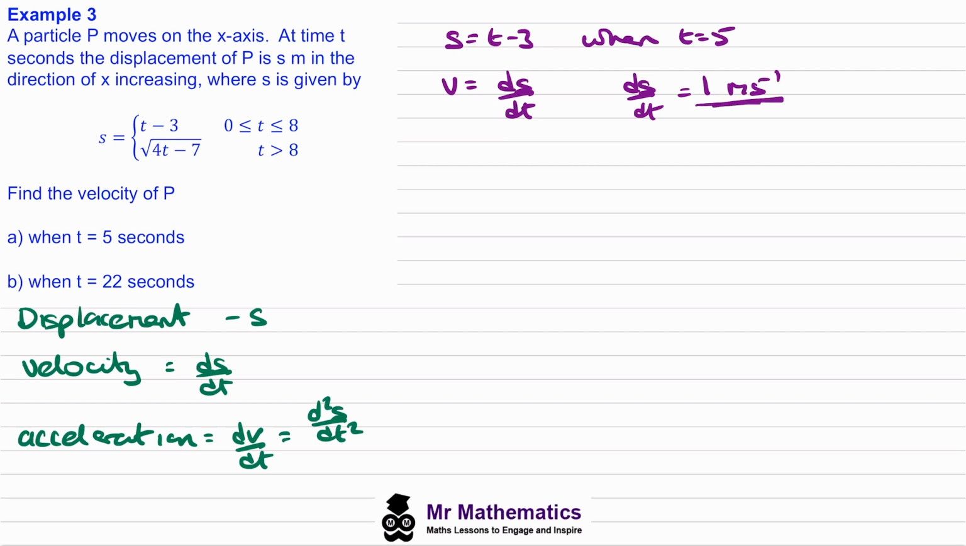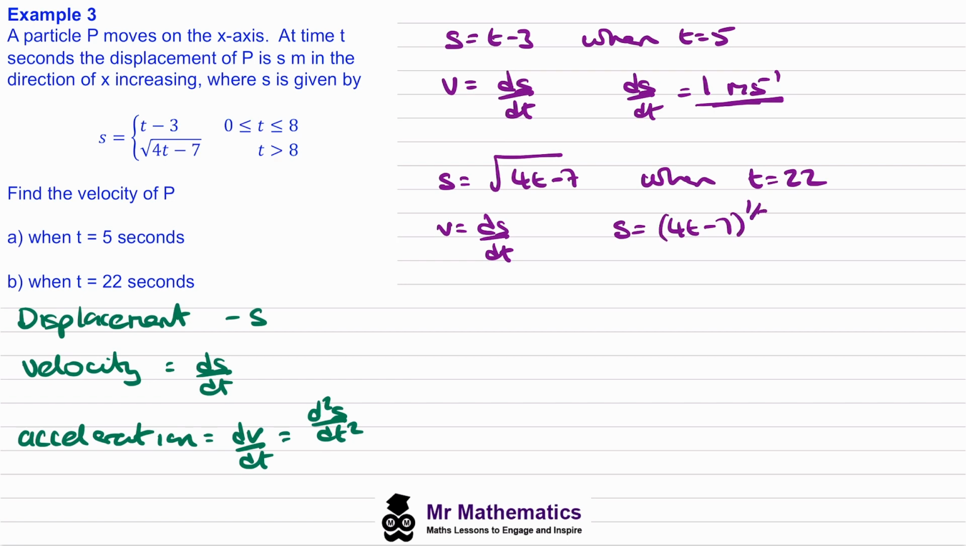Okay. For part B, when t equals 22, the 22 means now we're going to use this function, because it is greater than 8. So s will be the square root of 4t minus 7 when t equals 22. And to work out the velocity, we need to find ds by dt. So I'm going to rewrite this using powers. So s will be 4t minus 7 to the power of a half.